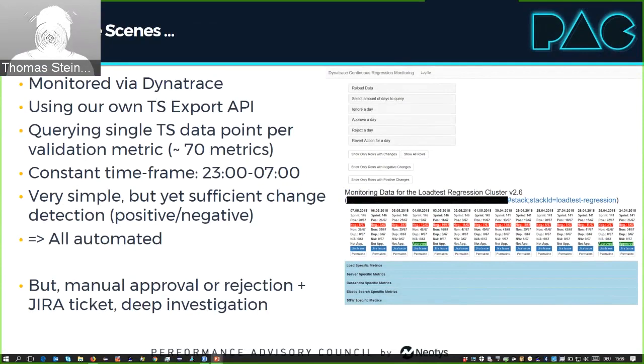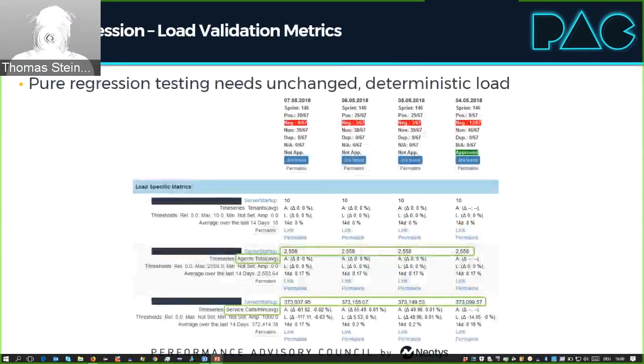But what we still do is the approval or rejection of a daily build, which is more or less manual, because it needs some experience, and we still want to have a look at all those things. For example, whether it is worth creating a Jira ticket to talk to other teams and so on. So that's a manual step, but everything before it is automatic.